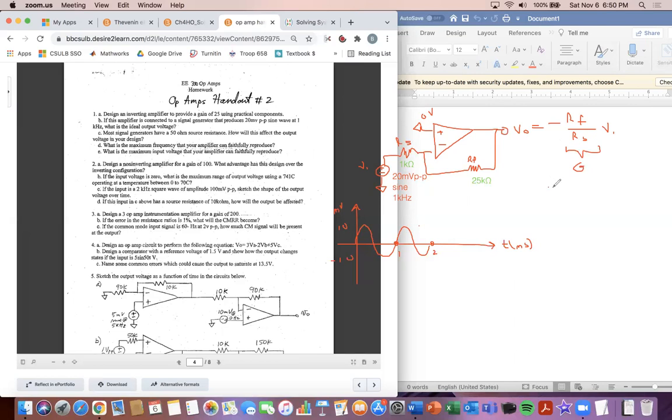Okay, I know the input voltage, and what is the ideal output voltage? Plug it into your equation here. Remember, gain was 25, and then the input voltage was 20 millivolts peak to peak.